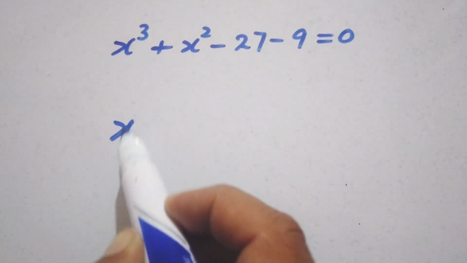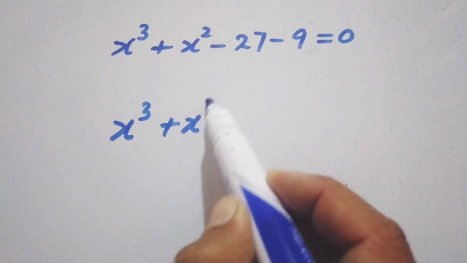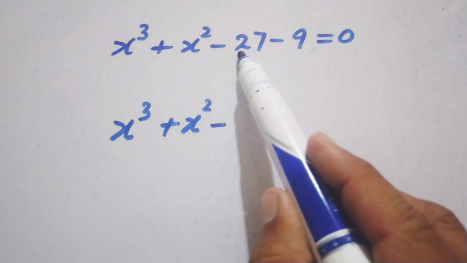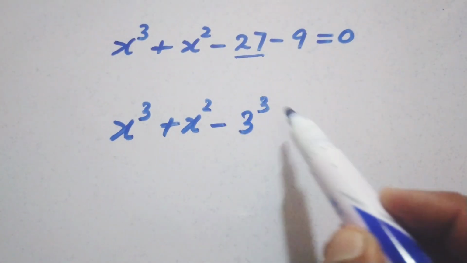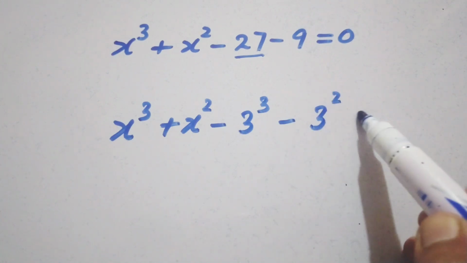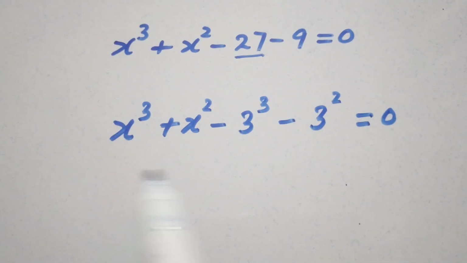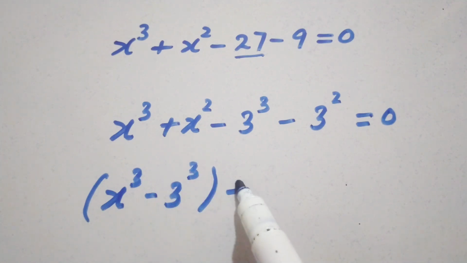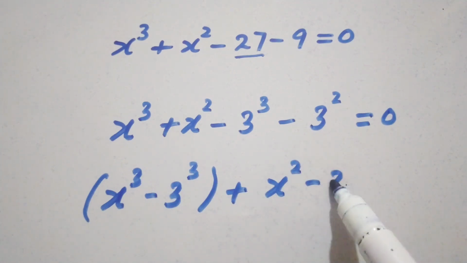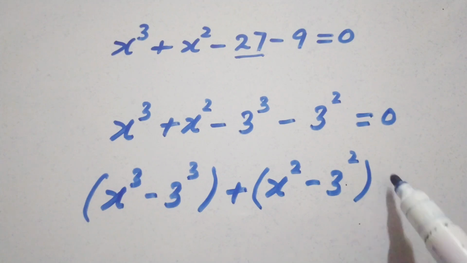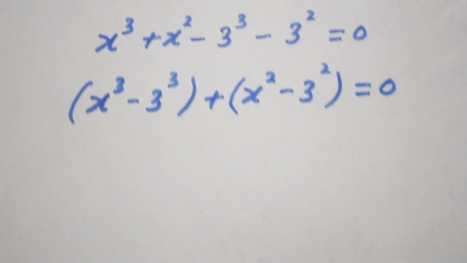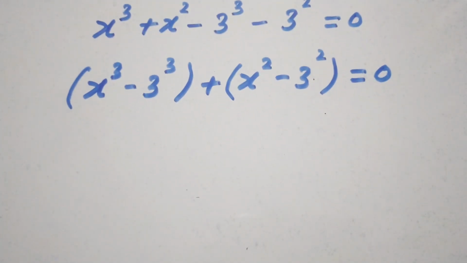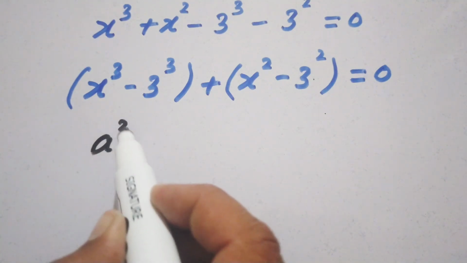And now we will write this x cube plus x squared minus 27, which is 3 cube, minus 9, this is 3 squared, is equal to 0. Now rearranging these numbers, x cube minus 3 cube plus x squared minus 3 squared is equal to 0.